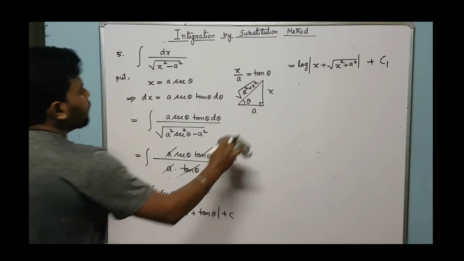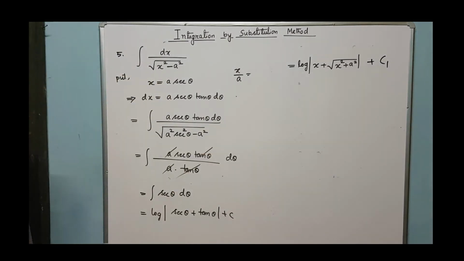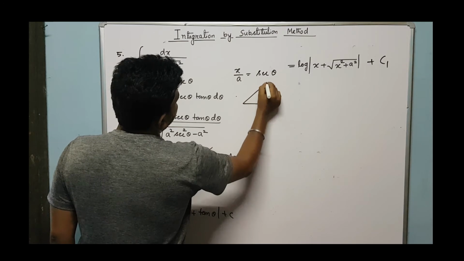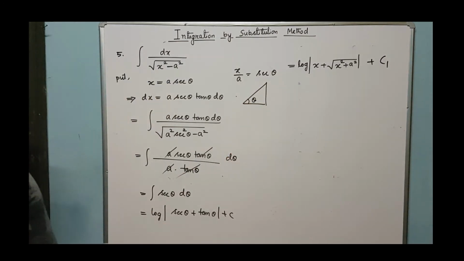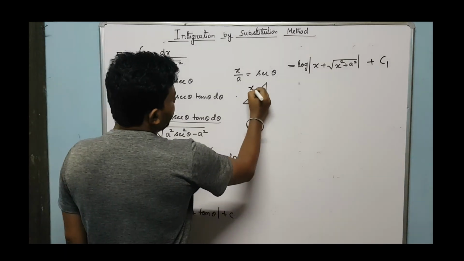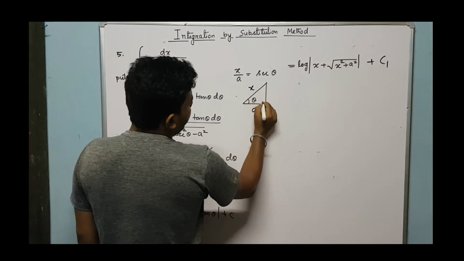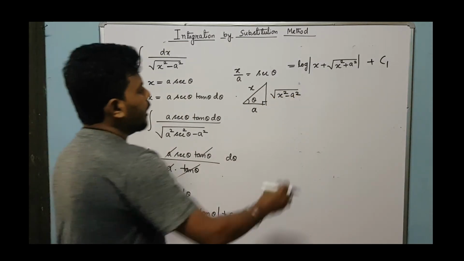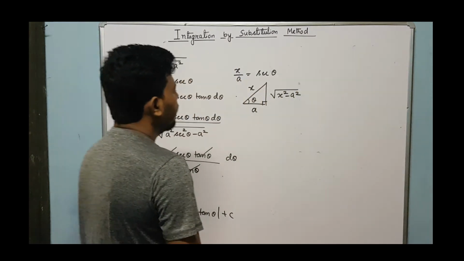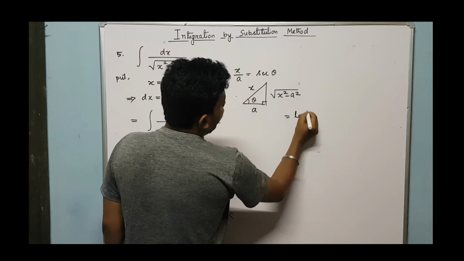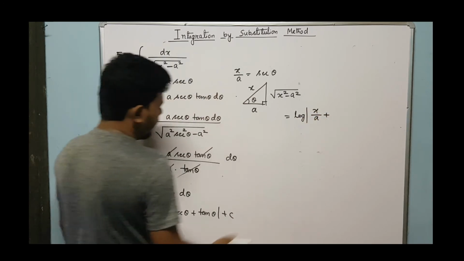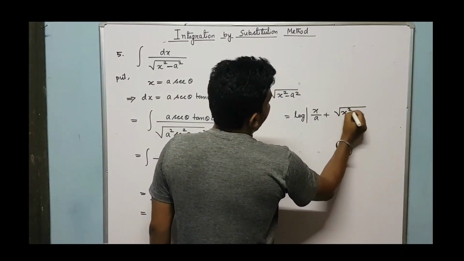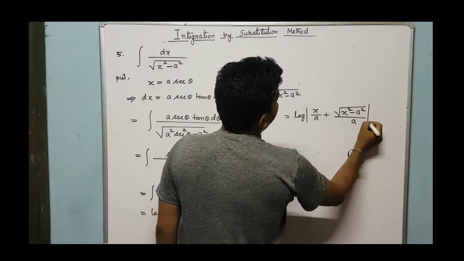Now from trigonometry, you will get x by a is equal to sec theta. If I draw a triangle, what is sec theta? Hypotenuse by base. So with your x by a, you can find the length of the perpendicular. This is square root of x square minus a square. So from here, sec theta is equal to x by a, and tan theta, what is tan theta? Perpendicular by base, it becomes square root of x square minus a square by a, plus c.